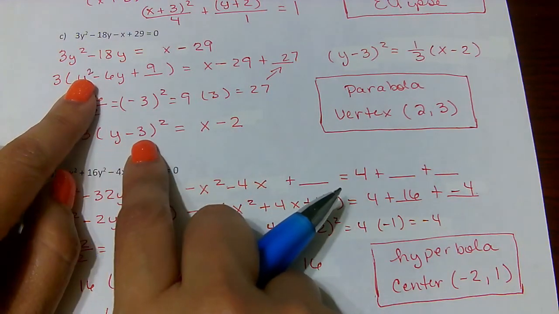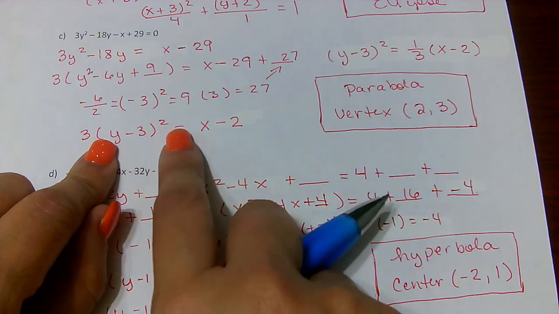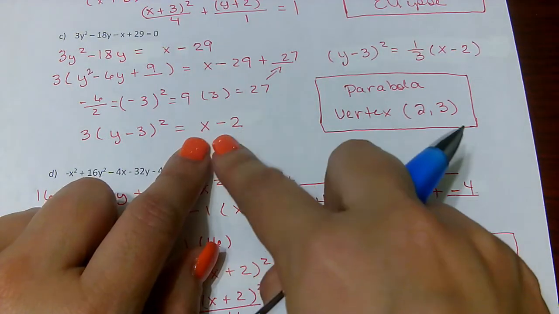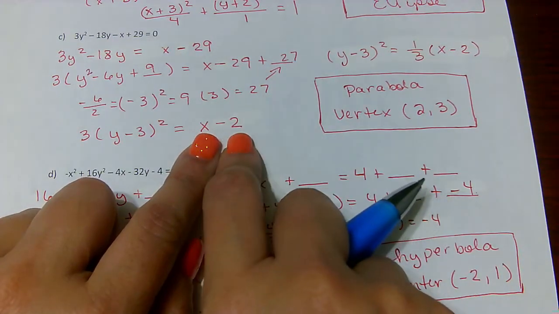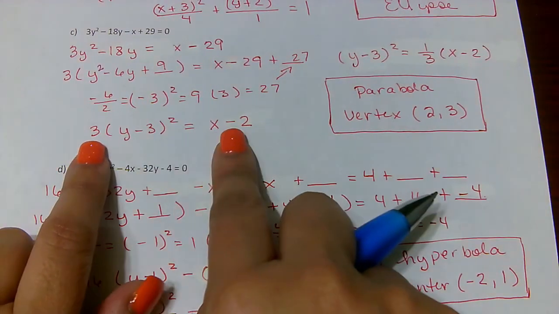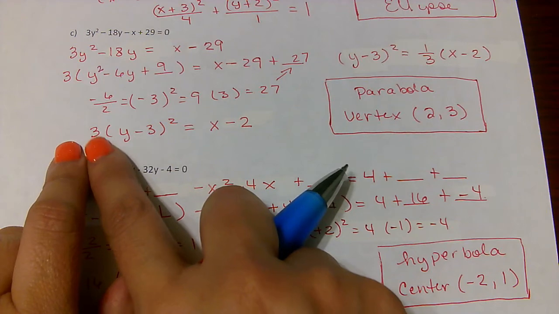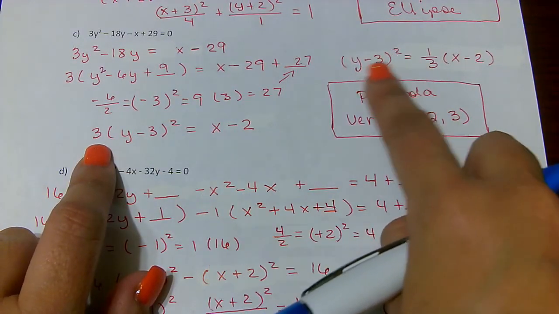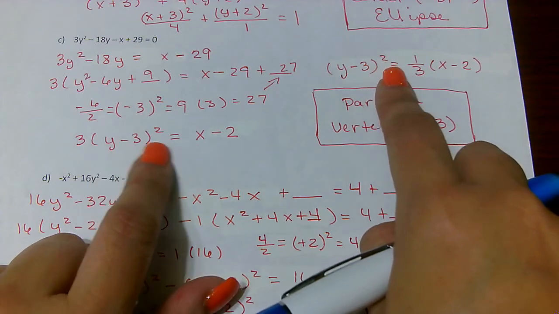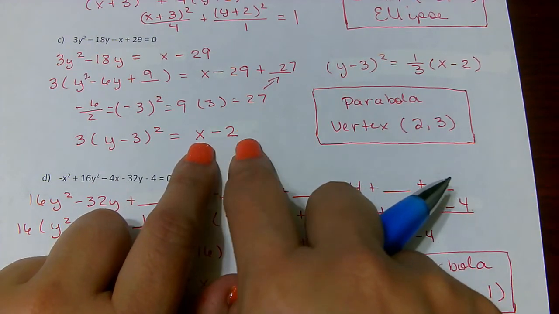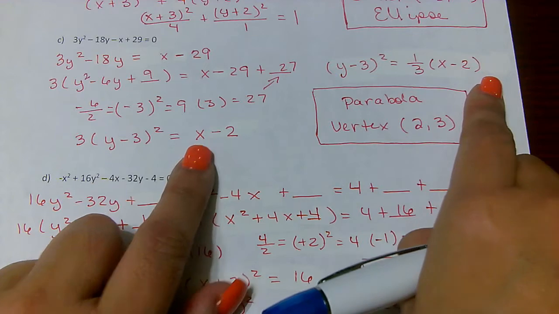So y minus 3, all of that squared, is going to be equal to x comes down, negative 29 plus 27 gets me a negative 2. So now that I have it in this form, I want to take this 3 over to the other side, so I divide it by 3. So y minus 3 squared is equal to 1/3, and then keep this in parentheses as x minus 2.